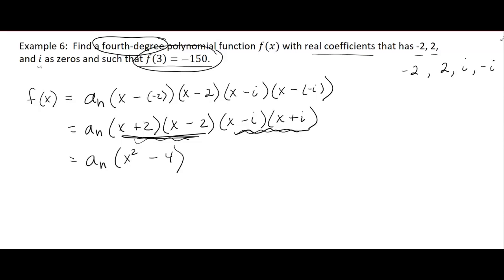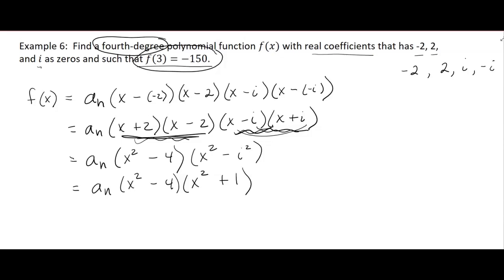I'm going to do the same thing here. I'm going to FOIL it. So I get x squared, right? I get a negative ix and a positive ix. The middle term's going to drop out. Negative i times positive i is negative i squared. But that's going to be x squared plus 1, because your i squared is going to be negative 1, right? Okay. So you can think about that a little bit.